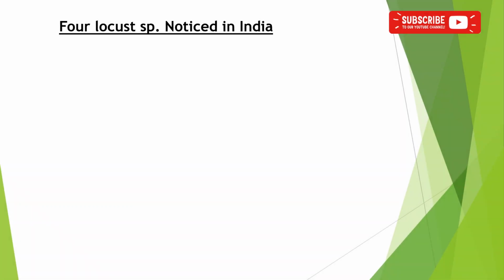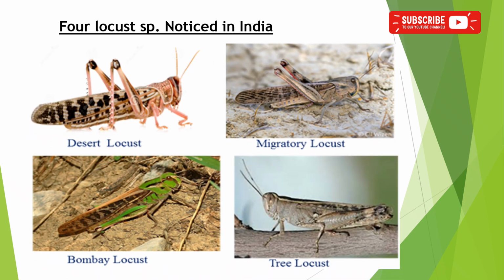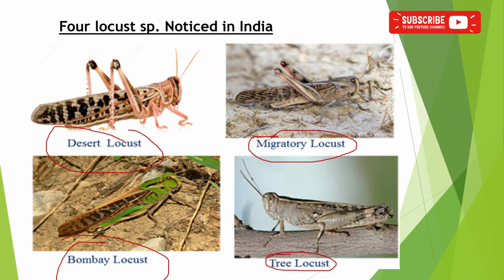The four locust species which are mainly noticed in India are desert locust, migratory locust, Bombay locust, and the last one is tree locust.